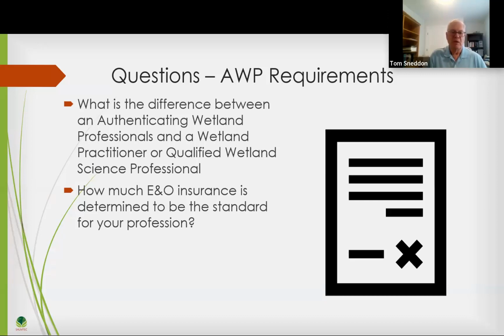So in most cases, if you have a need of a professional engineer or geoscientist, that person is an authenticating professional. Wetland practitioner, as Marcus described very well, I thought, is anyone who's actually working in the field and reporting to an authenticating professional. And qualified wetland science professional is a term that is defined in the joint practice standard. There are other fields where there are similar kinds of designations under some policy or act of provincial legislatures or federal parliament.